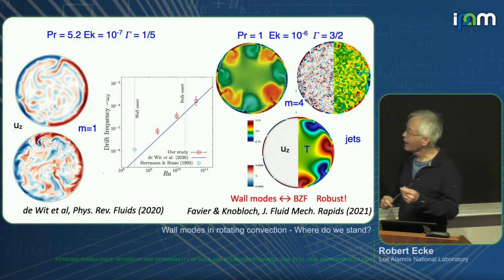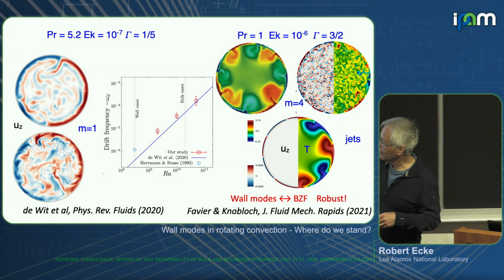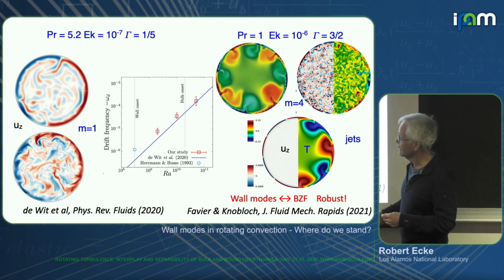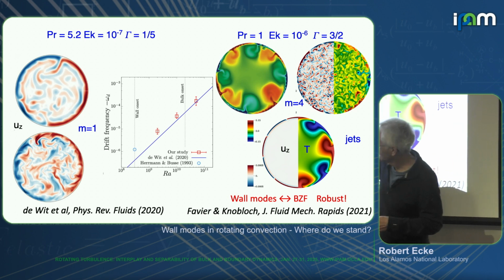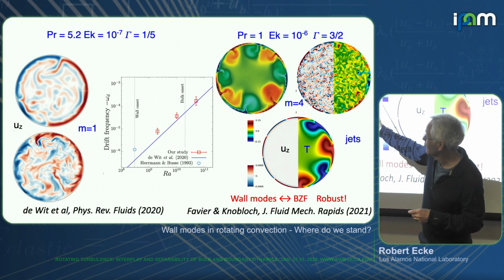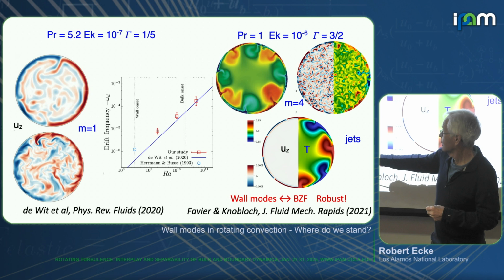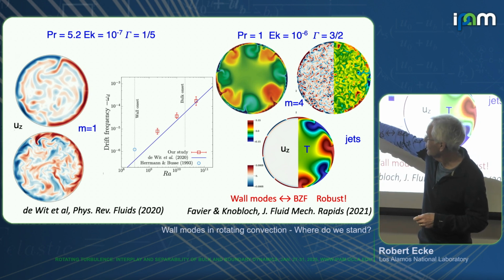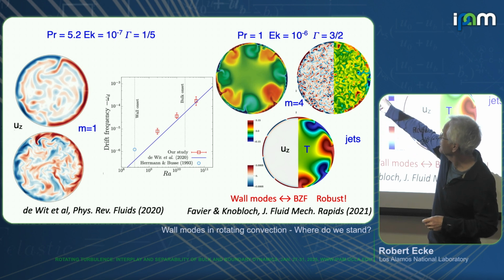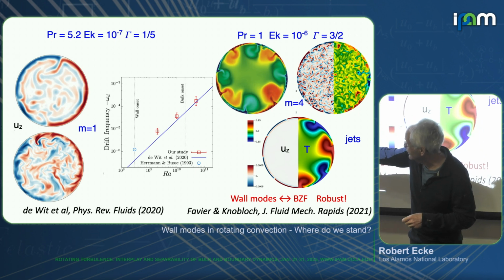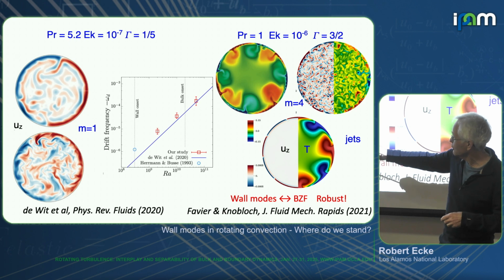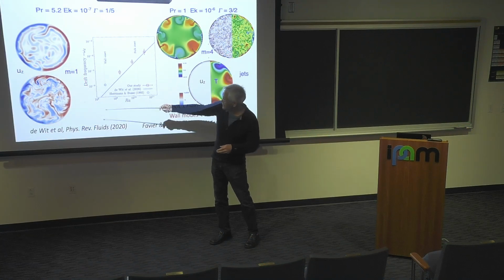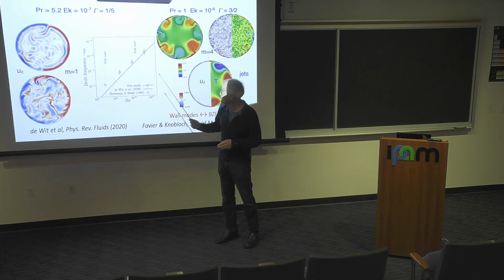So about the same time, Rudy's group did numerical simulations and got very much the same thing. Here is vertical velocity contours at a lower Rayleigh number. This is at Ekman 10 to the minus 7 and a higher Rayleigh number. And you can see that even in the turbulent state where the bulk mode has come in, you get this coexistence of the wall mode state.